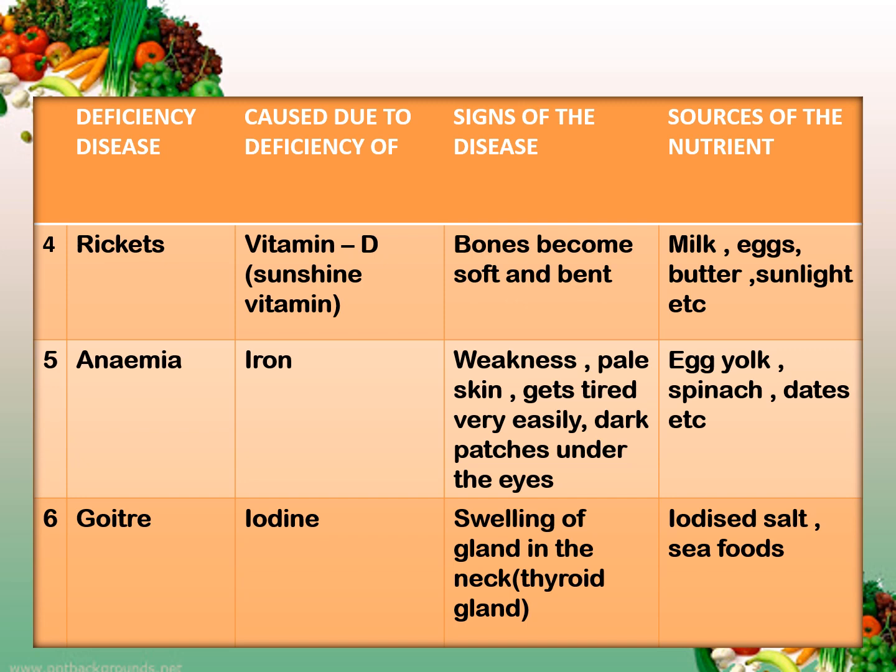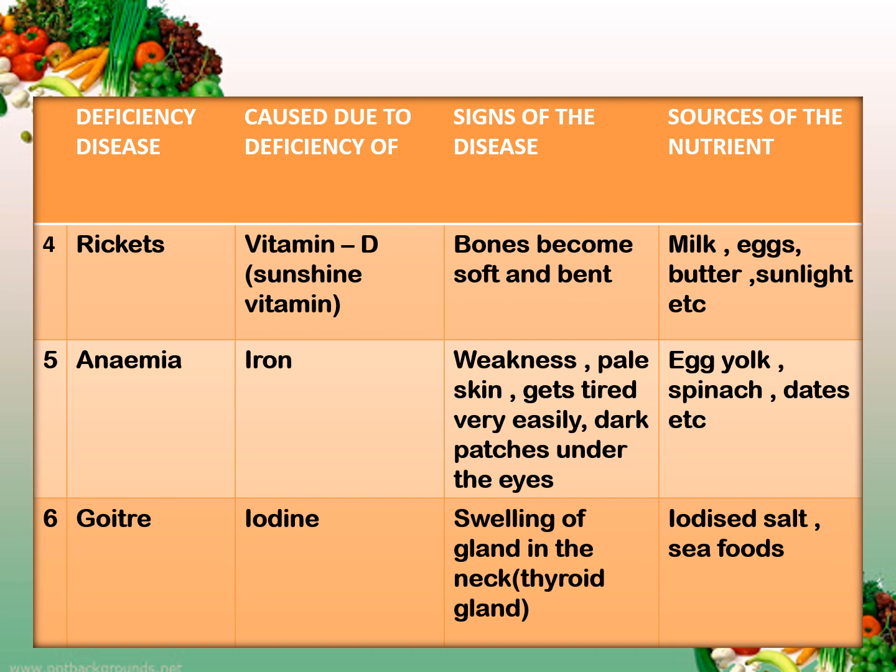Next deficiency disease is rickets. This rickets is caused in a person who lacks vitamin D in his diet for a long time. And the signs of the disease rickets are the bones become soft and bent. That means the person will have weak bones. And the sources of the nutrient vitamin D are milk, eggs, butter, sunlight, etc.